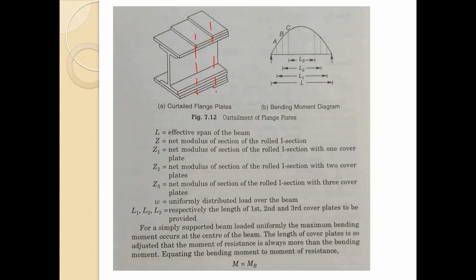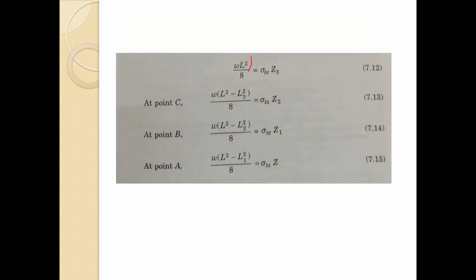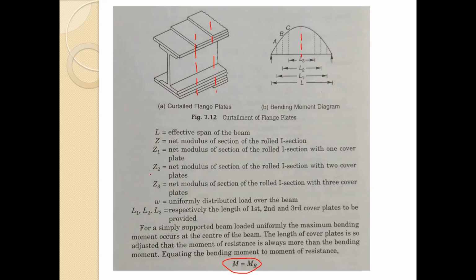So for a simply supported beam loaded with UDL, the maximum bending moment occurs at the center of the beam, as we can see over here. The length of cover plate is so adjusted that the moment of resistance is always more than the bending moment, equating the bending moment to the moment of resistance. So here we are equating this. Now this is WL square by 8, and moment of resistance is sigma Bt, that is allowable bending stress in tension, into Z3. Z3 is nothing but this modulus section.